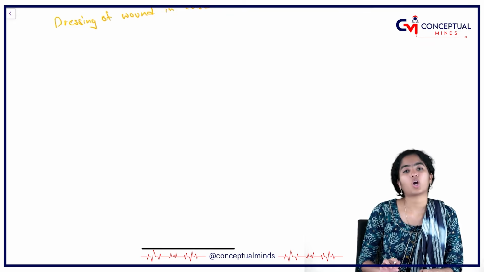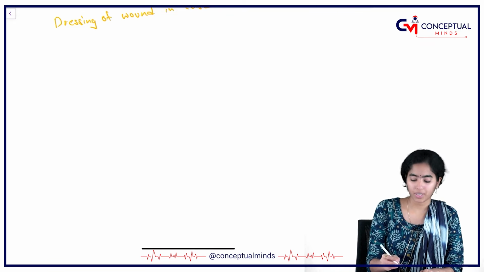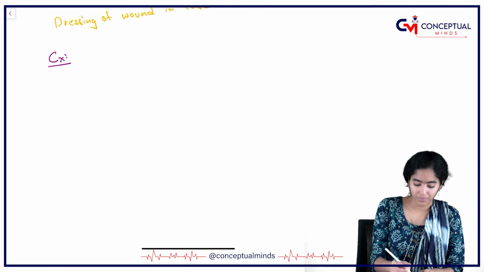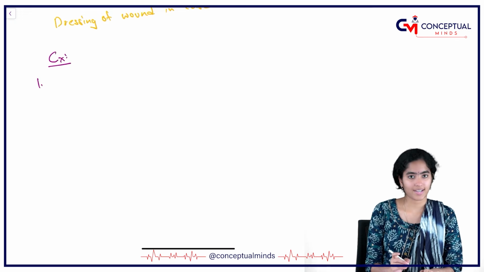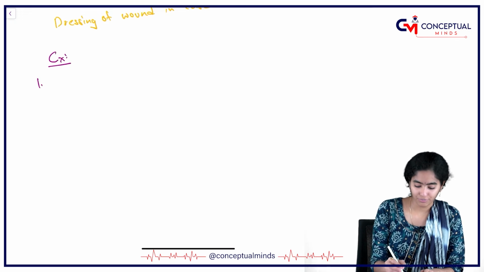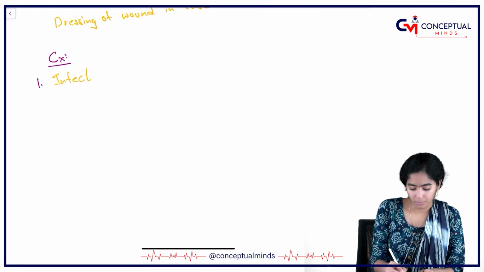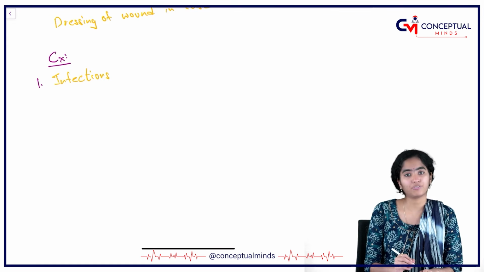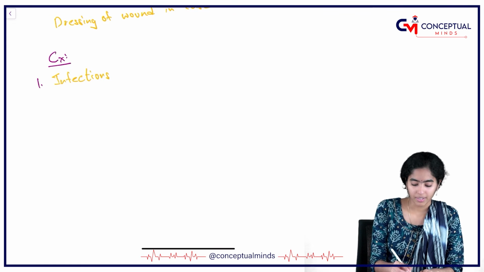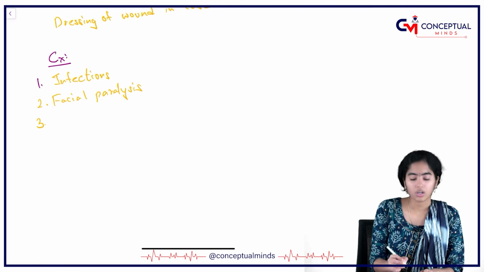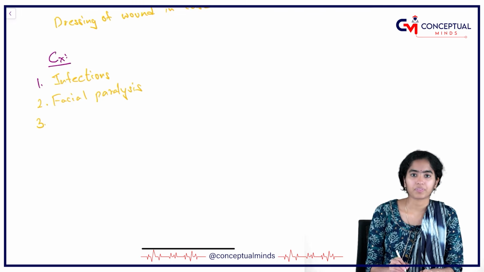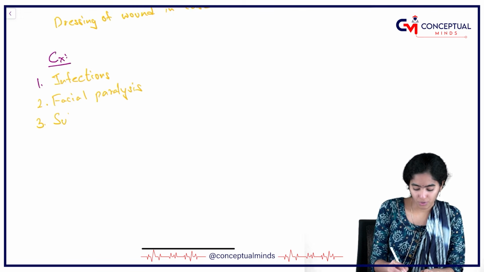Now let us look into the complications that can arise from a perforated tympanic membrane. First, as I have already discussed, is transmission of infections into the middle ear. Infections become more and more common and frequent with a perforated tympanic membrane. Then, facial paralysis can occur because the facial nerve is now exposed to the external environment. And then subluxation of stapes can occur.